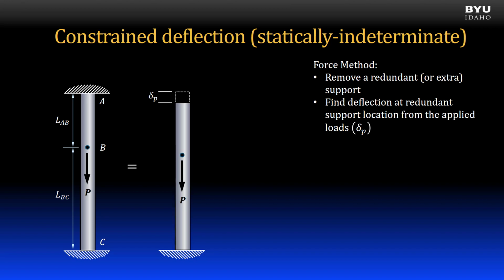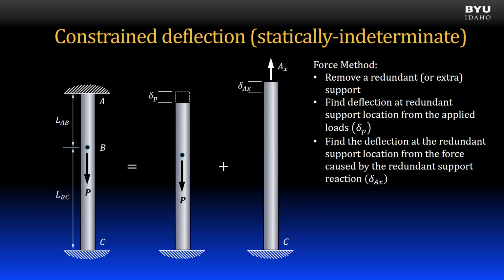In the force method, we first remove a redundant or extra support. In this case, I've removed support A. Next, we find deflection at the redundant support location from the applied load. In this case, our applied load is a point load P at point B. When it is applied, the member is going to shrink down, causing deflection delta P to occur at point A.